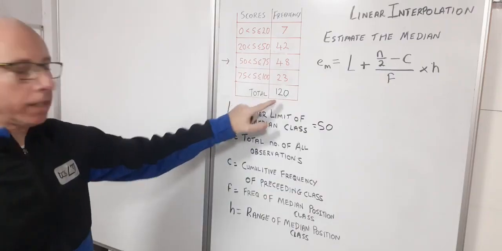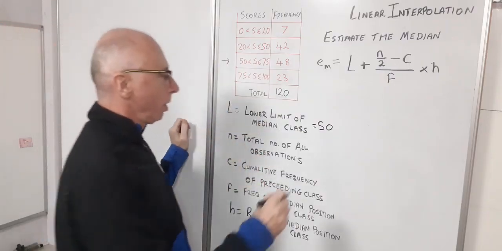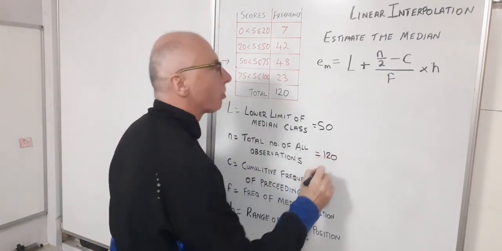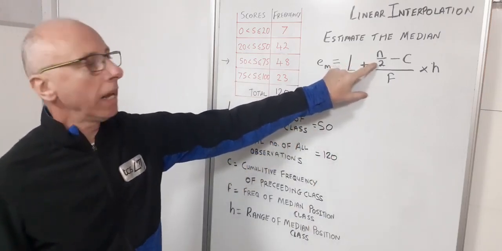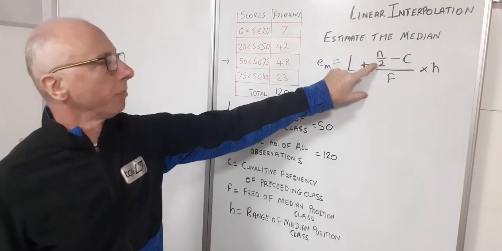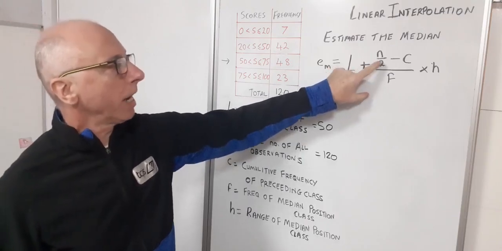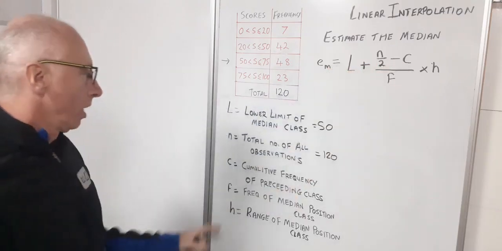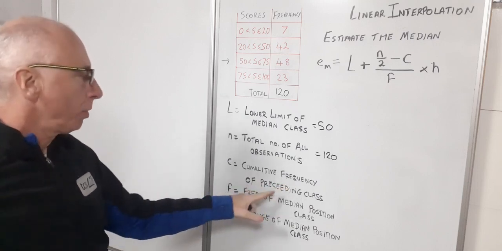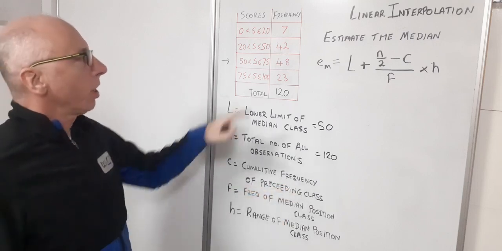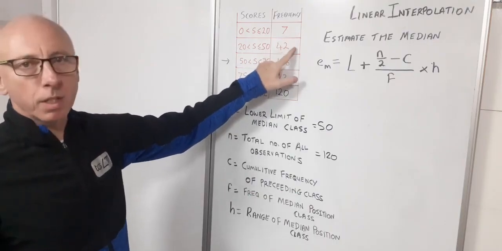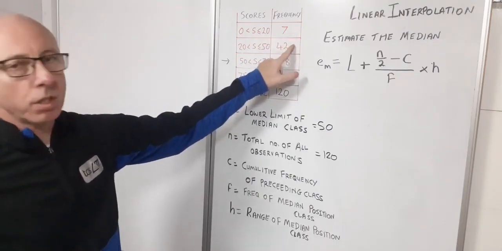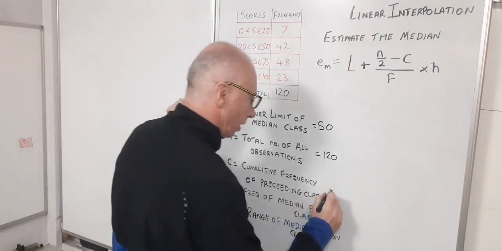N we've just calculated, which is the total number of all observations, which is 120, and that accounts for this one here, 120 divided by 2. As it's the median, we want the half position, so we've got 1/2 there times n, minus c. C is the cumulative frequency of the preceding class, so it's not just the frequency of this one, which is a preceding class, it's the total of all the frequencies. So we've got 7 plus 42, which gives me 49.